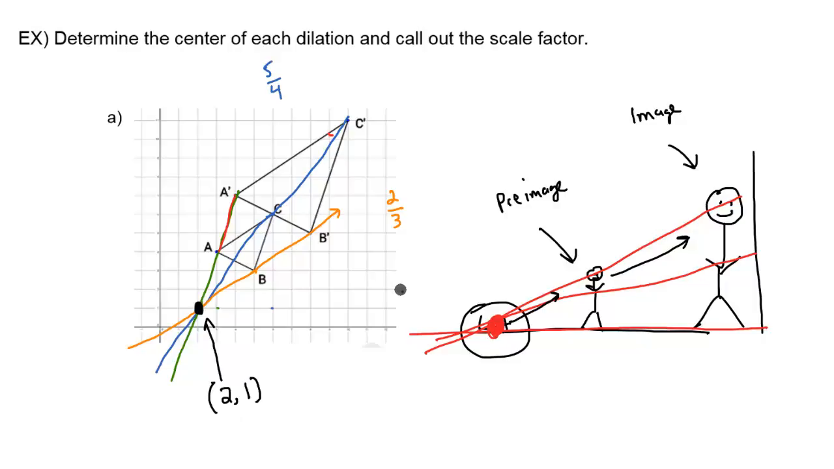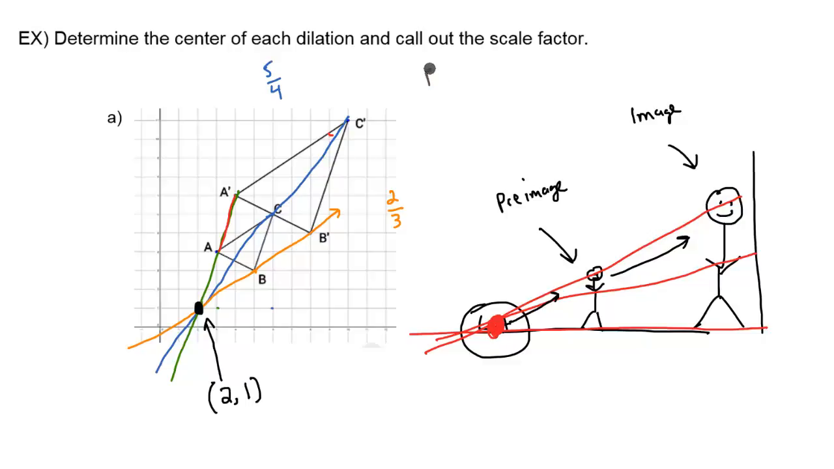Now, long story short, all you have to do is run lines through your corresponding points, and they'll connect to that center. It's almost like a focal point. Now, to get the scale factor, it looks like there's no easy way to figure out the length of each side, so I'm going to use my slope to figure out what the scale factor is.